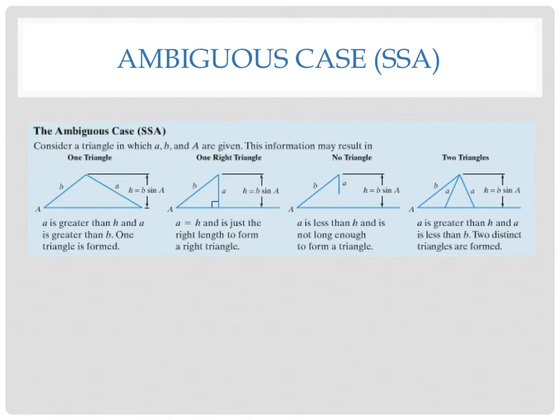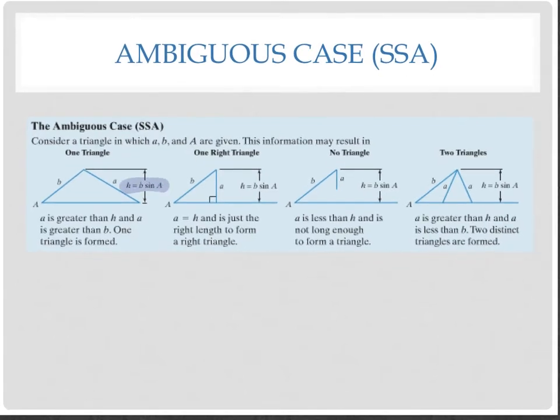One way to figure it out is you find the H and then you look at the H with respect to the A and the B and figure out if there is an ambiguous case. You find the H by doing B sine of A. Now it's not always going to be those same letters, but it would be that. Then if A is greater than H and greater than B, one triangle is formed. If A is equal to H, then there's only one triangle, it's a right triangle. If A is less than H, it's not long enough to form the triangle, so no triangle is possible. If A is greater than H and less than B, then two triangles are formed.